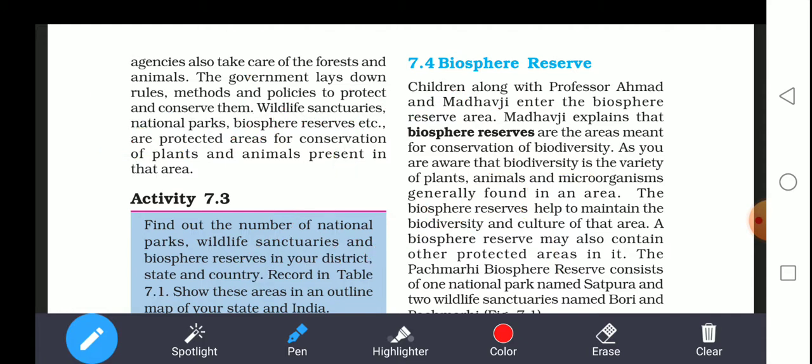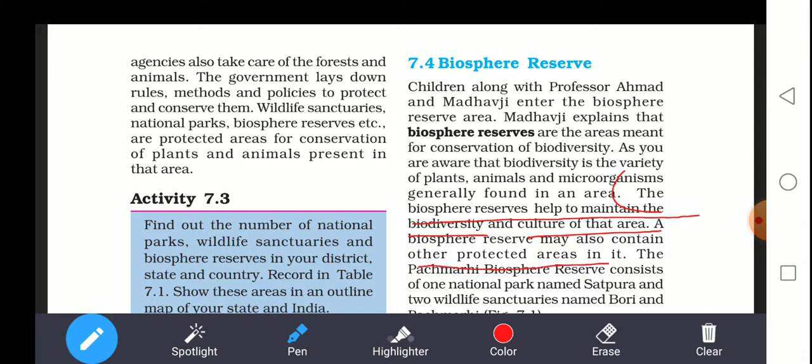Got it now? So biosphere reserves help to maintain the biodiversity and culture of that area. These are important. What is the importance of biosphere reserve? The first point: it helps to maintain the biodiversity and culture of that area. The second point: a biosphere reserve may also contain other protected areas in it.